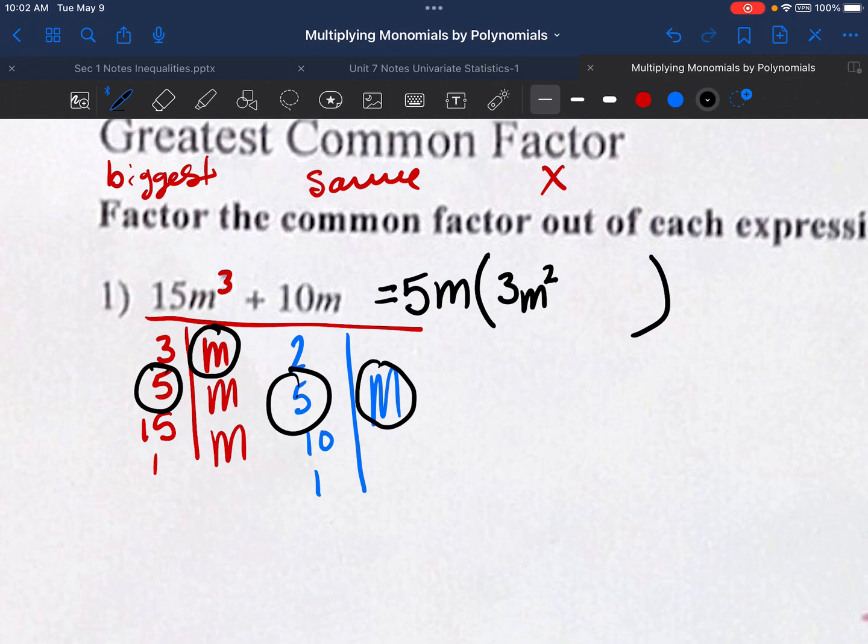Let's do the same thing for this other term. So what is 10 divided by 5? Well, I know that that equals positive 2. And if I have 1 m and I take away 1 m, how many m's am I left with? 0 m's. So I could write this m to the 0th power, or if I wanted to save a step, I could just not write it at all. So what we've just done is found the greatest common factor for both of these terms, and then we divided this term and this term by the greatest common factor to see what we would have left.